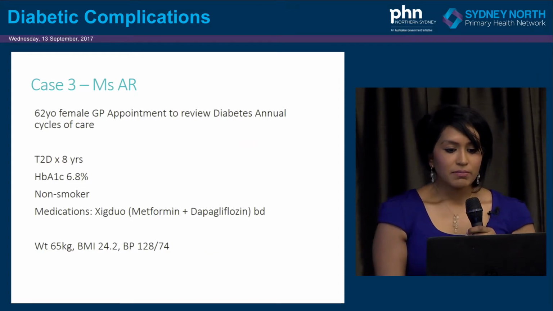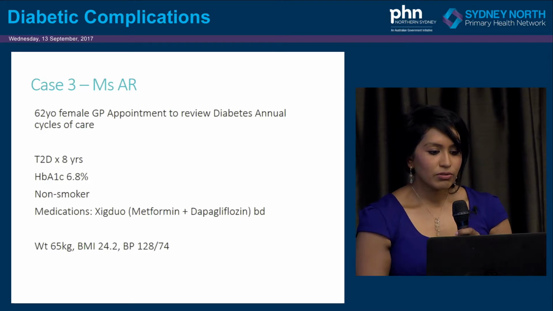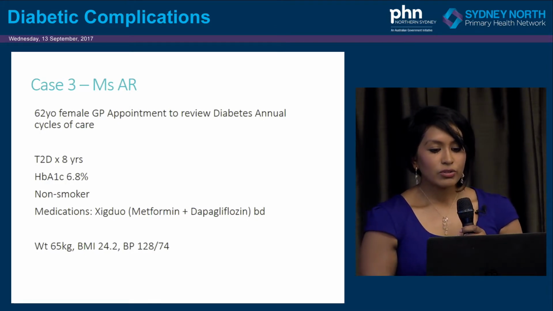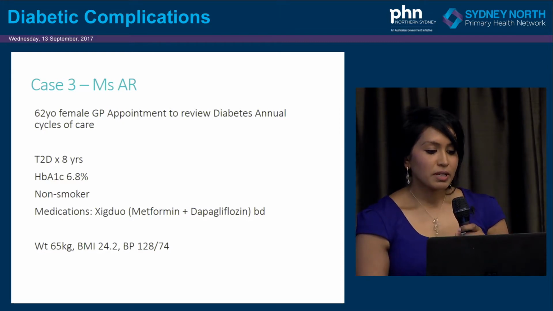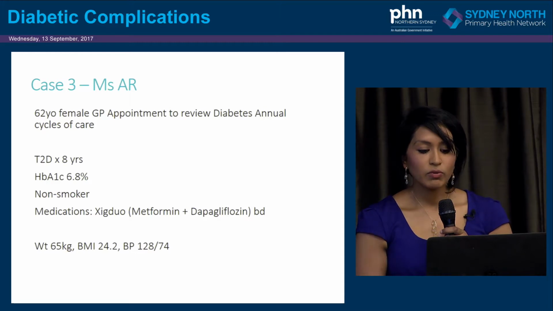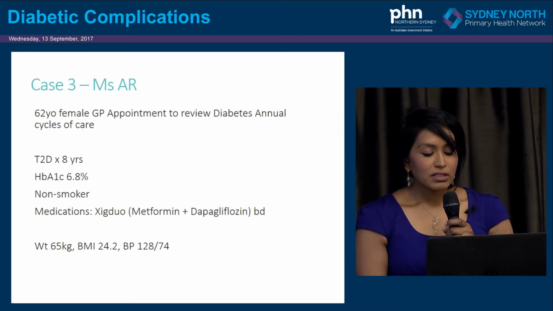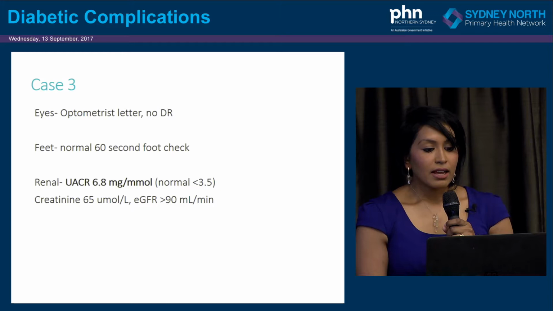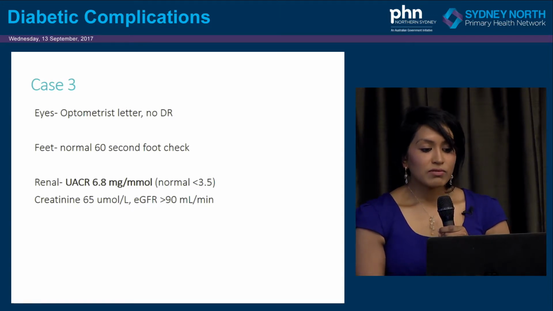So case 3, this is Miss AR. She's a 62-year-old female who attends her GP to review her diabetes annual cycle of care. She's had type 2 diabetes for 8 years. She's got good glycemic control with an HbA1c of 6.8%. She does not smoke, and her diabetes is managed with Zinc Duo, a combination of metformin and the SGLT2 inhibitor dapagliflozin. Her weight is 65 kilograms and her BMI is okay at 24.2, and her blood pressure is good at 128/74. She's attended her optometrist and she's got no evidence of diabetic retinopathy.